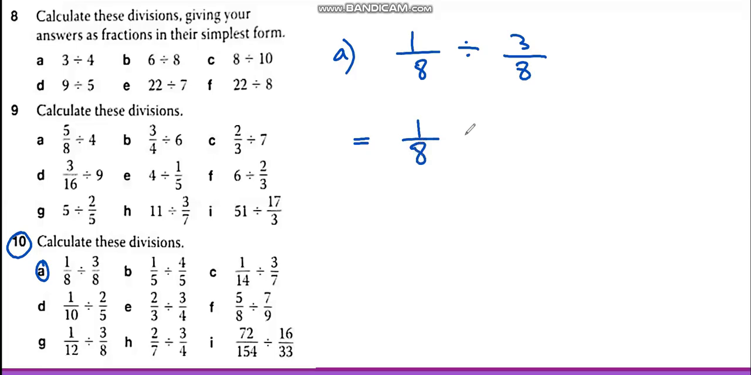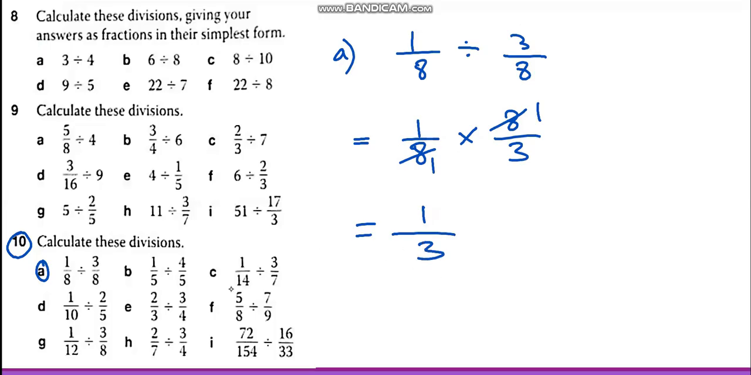Now let's do question number 10. And in question number 10, let's do A part. In A part, again, we have to divide fractions. So we will follow the same rule, means keep, chain, flip. And now we can cancel 8 and 8, and we can replace with 1. And finally, we can write 1/3 as our final answer.